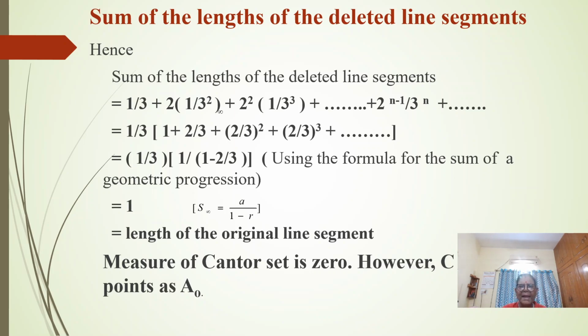So the measure of the Cantor set is 0. However, C has as many points as A0.